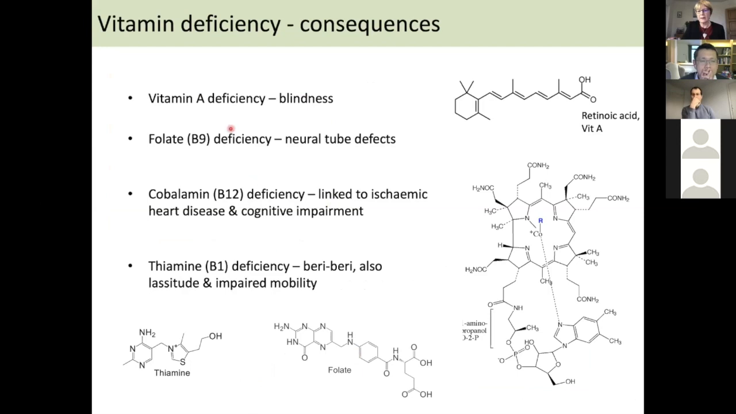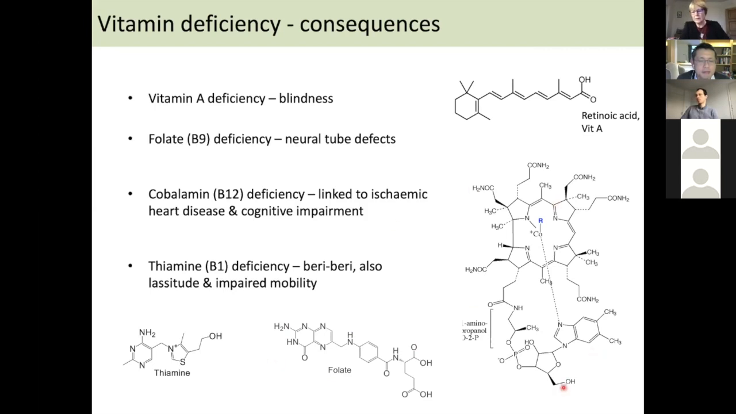So vitamin A deficiency, this is vitamin A, I think. I can't see over the screen of my pictures. So I think this is vitamin A here with a hydroxyl group on the end of it. So this is an important compound for the retinal pigment in our retinas. Folate, which is this molecule down here, deficiency in that leads, for example, to neural tube defects.